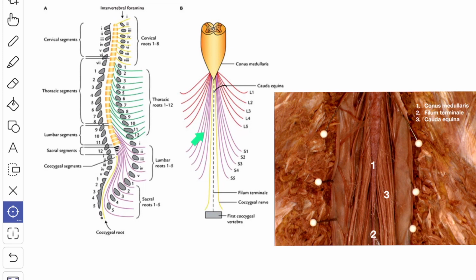These nerve roots take more or less a vertical course and form a bunch of nerve fibers around the filum terminale, and it is known as the cauda equina because it resembles the tail of the horse. The cauda equina consists of the roots of the lower 4 lumbar, 5 pairs of sacral and 1 pair of coccygeal nerves. So here you can see this is the cauda equina, and this is the conus medullaris, and this is the filum terminale.